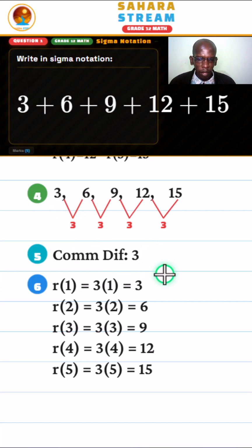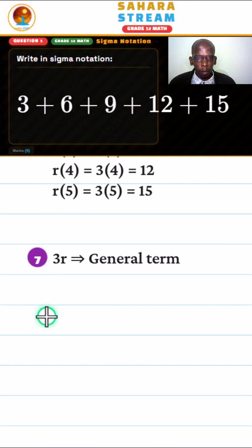So with that knowledge, if we take the position of each of the terms and multiply with the common difference, then automatically we get the term. So we can put it like this: 3 multiplied by R, where R is the position of the term. And this, in sequences and series, we call the general term.